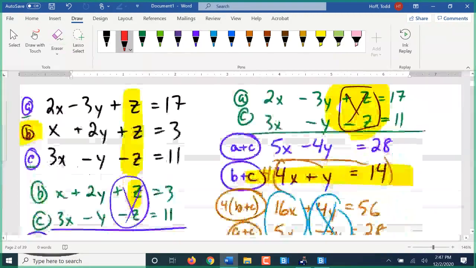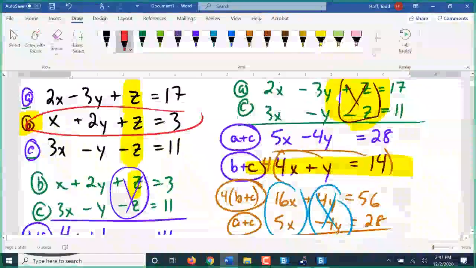And I still need to find z, so I have to go back up to one of the original equations. Let's use this one: x plus 2y plus z equals 3.